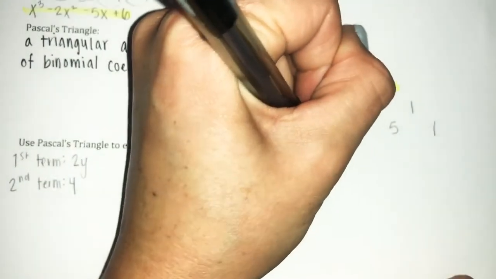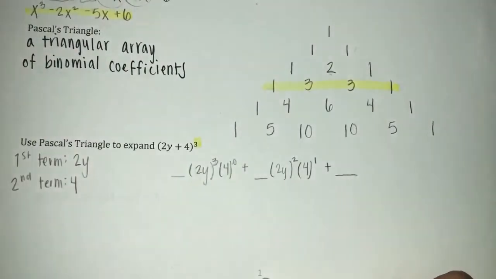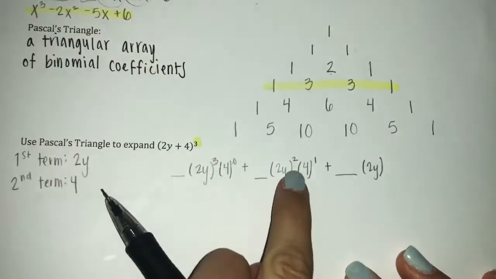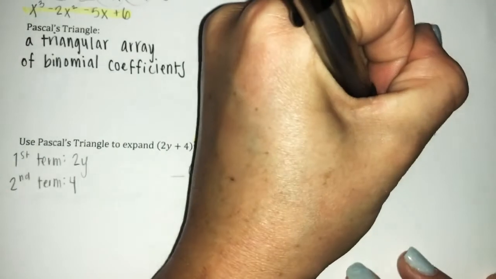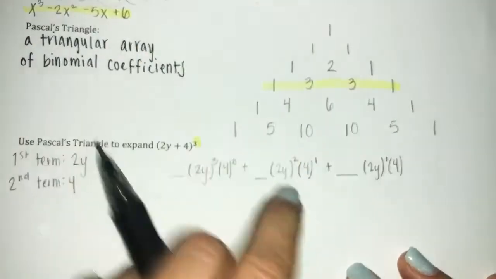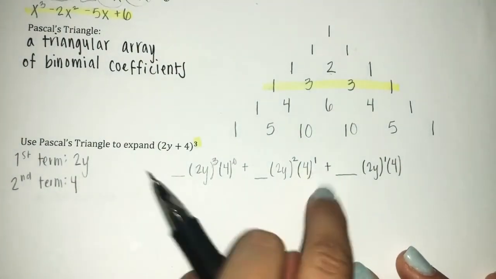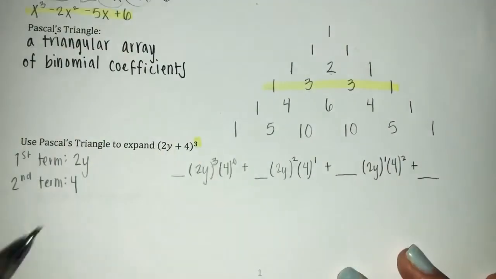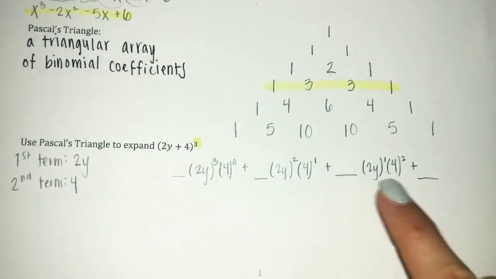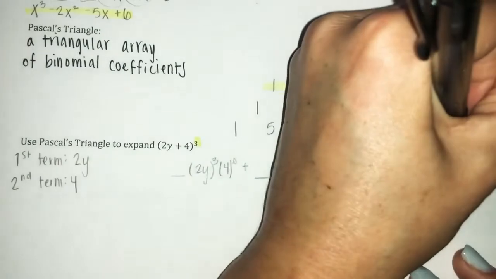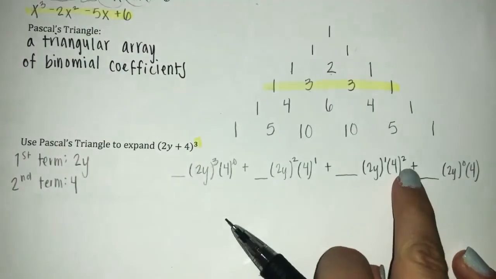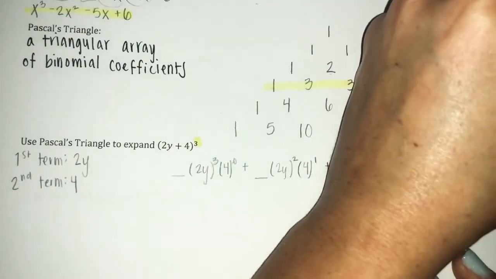And then plus, I'm going to leave a space for my coefficient. It's going to be 2y. It's going to go down to the first power. And then 4 will go up to the second power. And then the next one, I'll leave a space for my coefficient. 2y is going to go down to the 0 power. And 4 is going to go up to the third power.